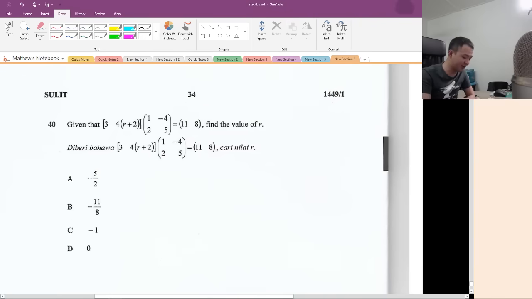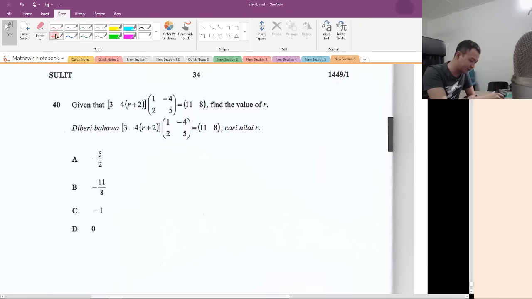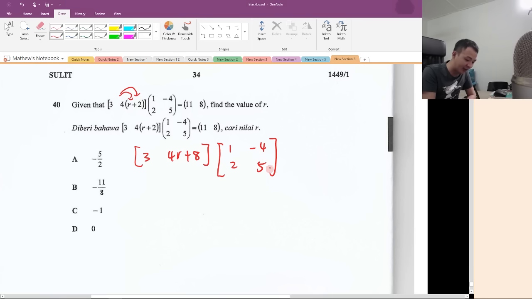Alright, last question. I need to solve this one. So I multiply 4 into it first. So 3 times 4 is 12, this is 4R plus 8. And then I multiply 1, 2, negative 4, 5. And then I will get 11A.